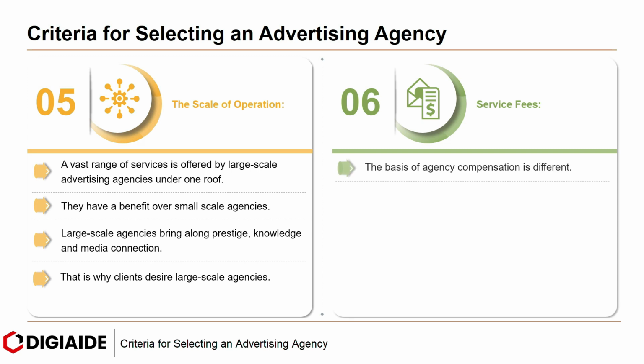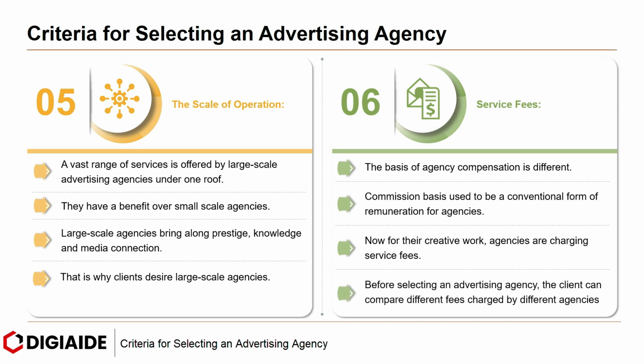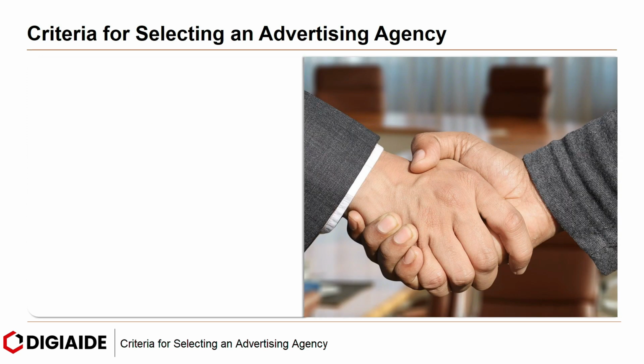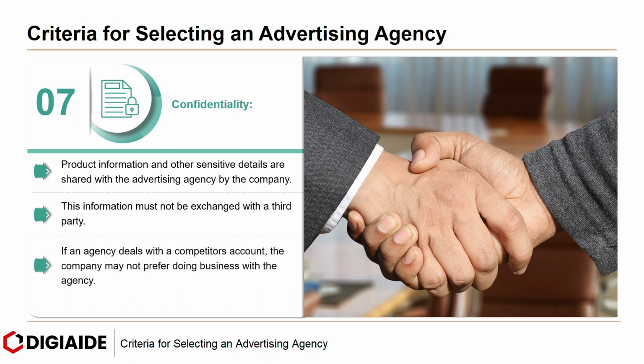Next, service fees. The basis of agency compensation is different. Commission used to be the conventional form of remuneration for agencies. Now for their creative work, agencies are charging service fees. Before selecting an advertising agency, the client can compare different fees charged by different agencies. And finally, confidentiality. Product information and other sensitive details are shared with the advertising agency by the company. This information must not be exchanged with a third party. If an agency deals with a competitor's account, the company may not prefer doing business with the agency.